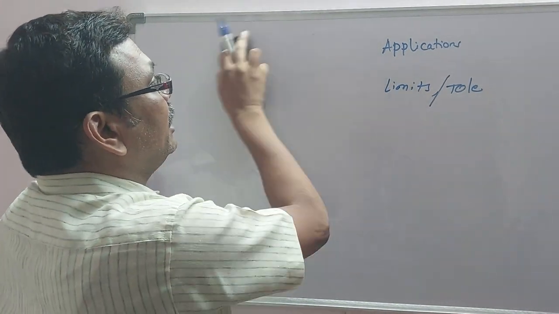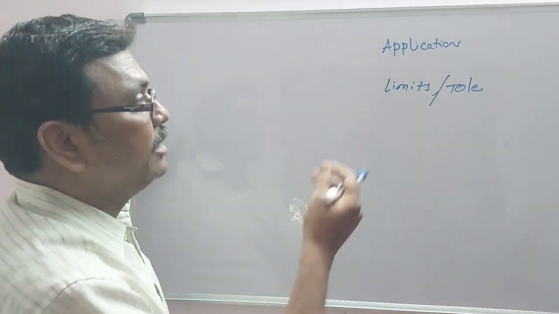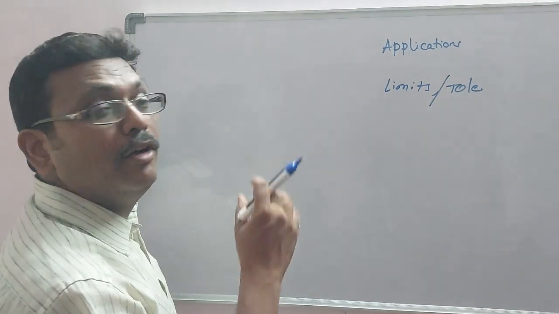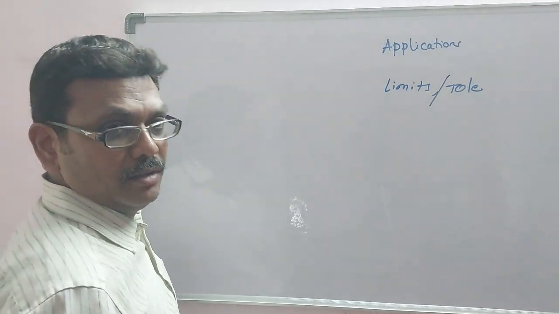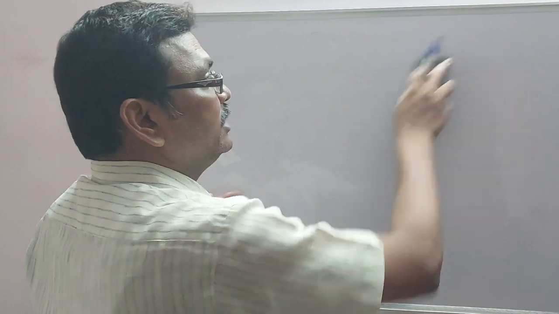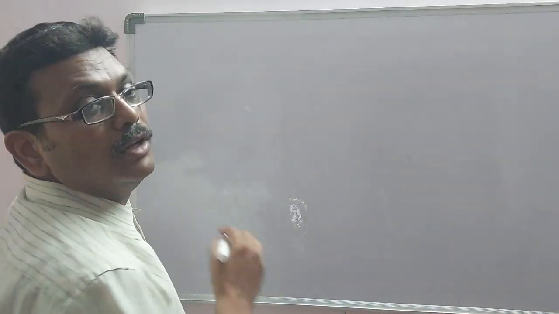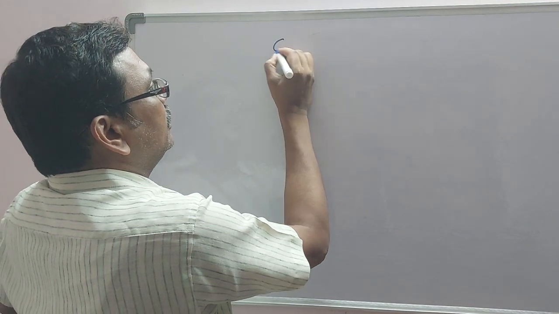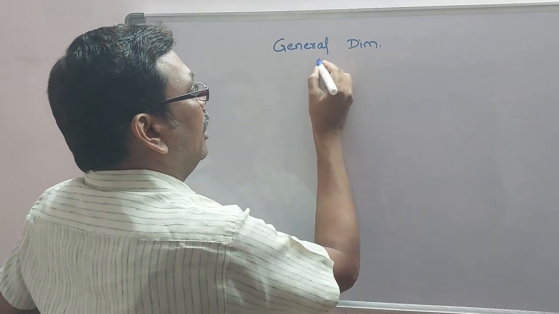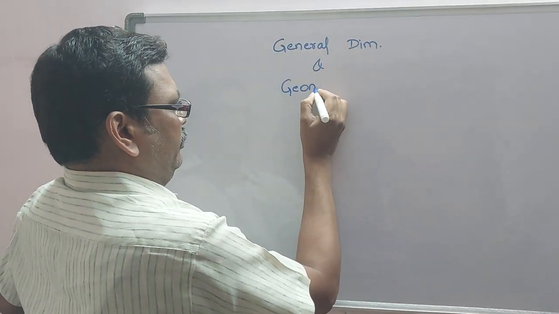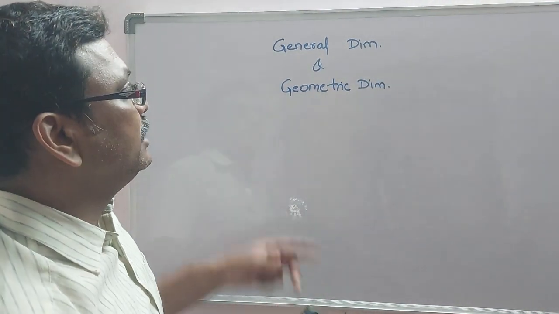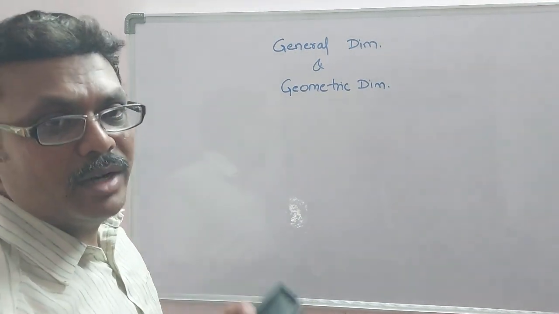And where is this GD&T applied? As I said earlier, this GD&T is applied for assembling of components and for manufacturing of any component, right? So this is what we have seen in the previous sections, and in the present section we will see about general dimensioning and geometric dimensioning. So what is the difference between general dimensioning and geometric dimensioning?